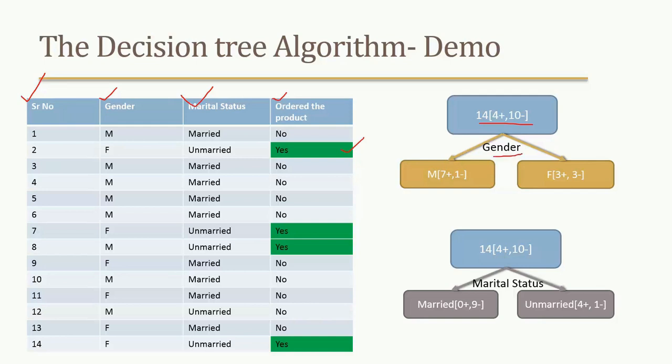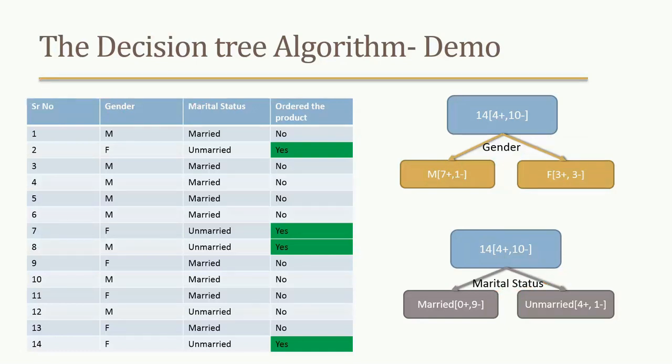Now there is a variable called gender, which is male and female. Out of gender, male: 7 ordered, 1 did not order. Female: 3 ordered, 3 did not order. Similarly there is marital status. So which attribute to consider? First, shall I split the whole population by gender, or by marital status? That is the question. So we calculate the information gain for gender and the information gain for marital status. The one with the higher information gain should be given the first preference for the split.